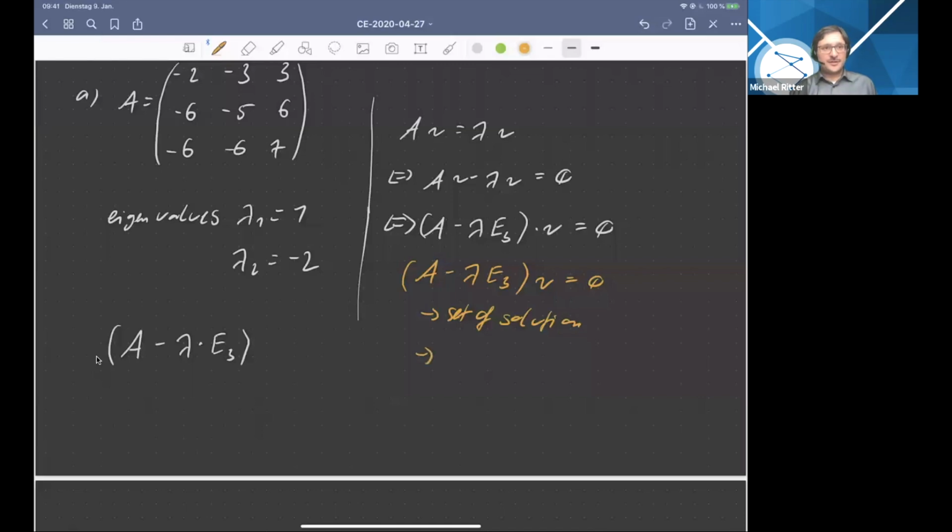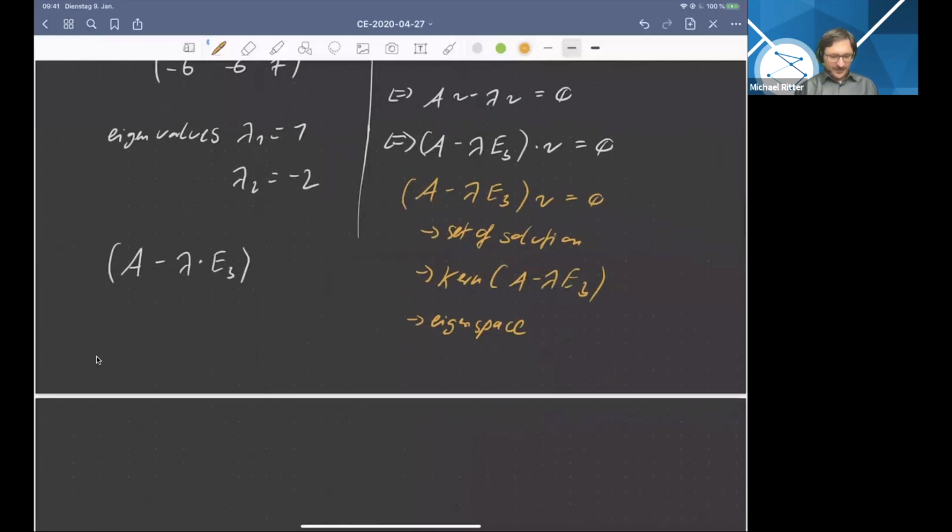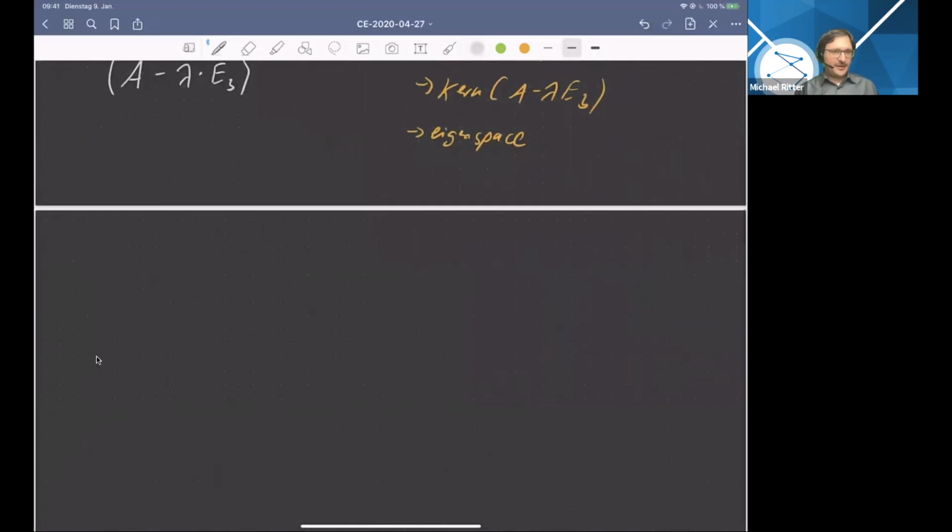And that set of solutions got a name in the first semester. That is the kernel of A minus lambda E3. And this kernel is then also called the eigenspace. All right, so the eigenspace basically consists of all possible eigenvectors for one specific eigenvalue, including this time the zero vector. That's just because it would not be a linear space otherwise, and we want it to be a linear space. So everything in that eigenspace, with the exception of the zero vector, is an eigenvector.